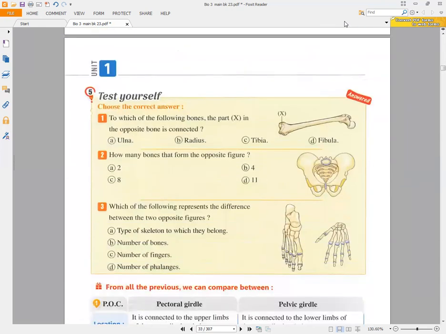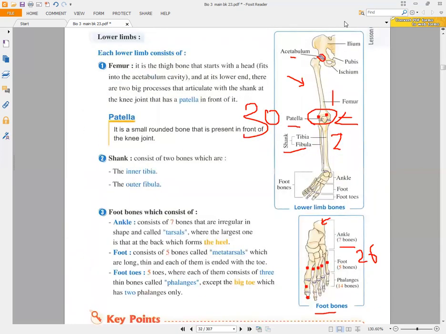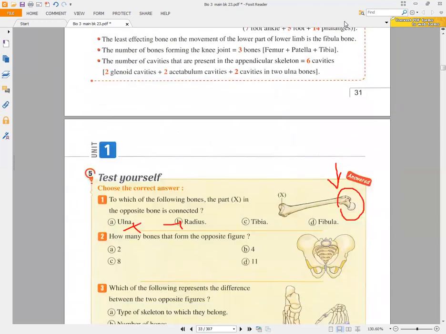So here, if I ask you some question: to which of the following bones is the part X in the opposite bone connected? If you look here, you will find that we will have a big head. This big head refers to the thigh bone, okay, or the femur. So X will be articulated to the ulna, no, radius, no, tibia or fibula. If you look here, you will find that the femur will attach to the tibia. So here the true answer will be number C.